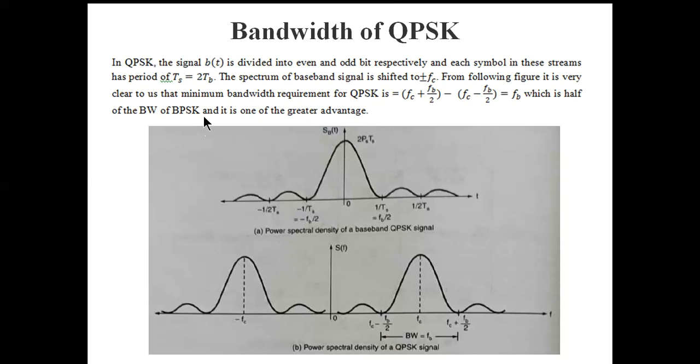Interestingly, in case of BPSK the bandwidth is 2 Fb, but in case of QPSK the bandwidth is Fb. So obviously bandwidth efficiency is better for QPSK over BPSK. So there are two advantages: first, the bitrate has been increased, and second, the bandwidth is less. These are the two important advantages of QPSK.